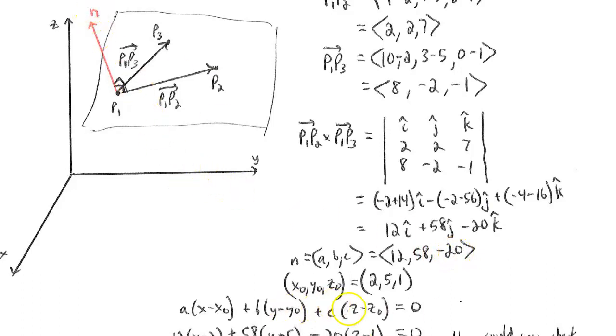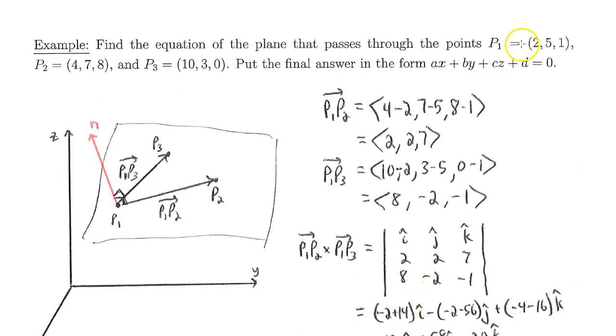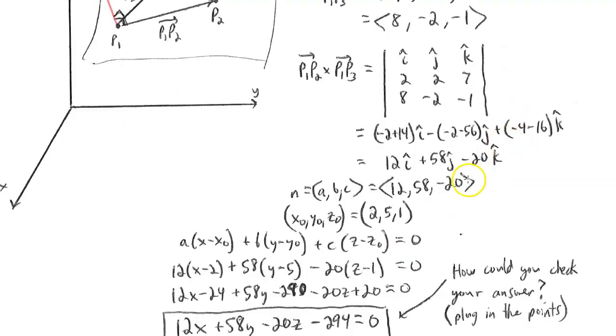Okay, and our x naught, y naught, z naught, well, we could pick any one of these points, but let's just pick P1, will be our x naught, y naught, z naught. It's 2, 5, 1. That's what P naught, or P1, was originally. Notice we can just write this in our form here: a times x minus x naught plus b times y minus y naught, and so on, equals 0. And so plug things in.